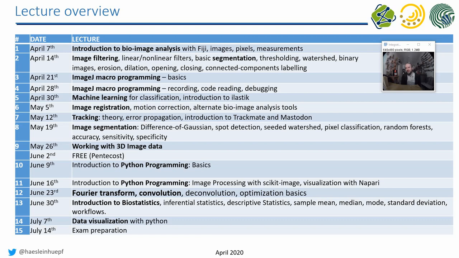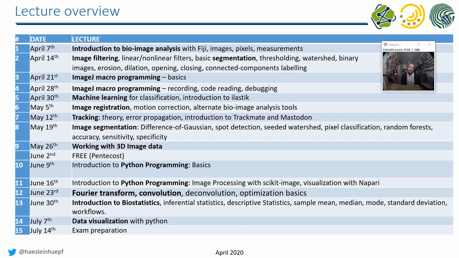This is the rough plan for this semester. So we will start for the first month, for April, we'll do ImageJ, some image processing, image filtering, then ImageJ macro programming. By the end of April, we will do some machine learning. There I will show you Elastic. Then we will go further to image registration and tracking. So that's kind of processing videos in a scientific way.